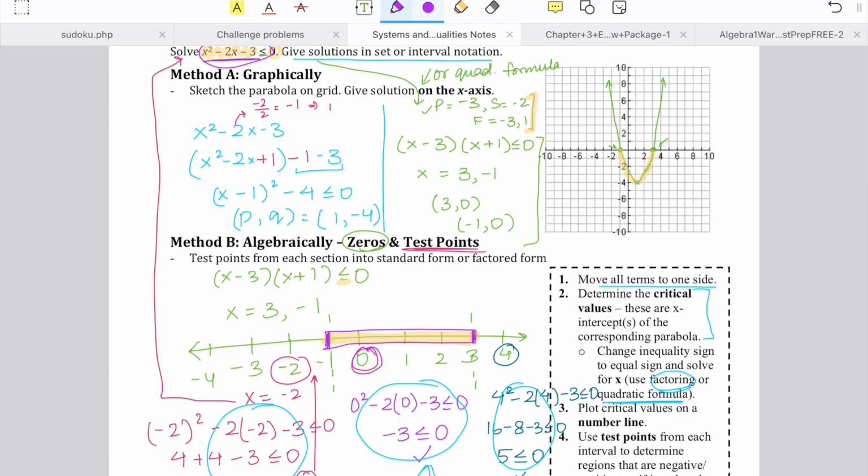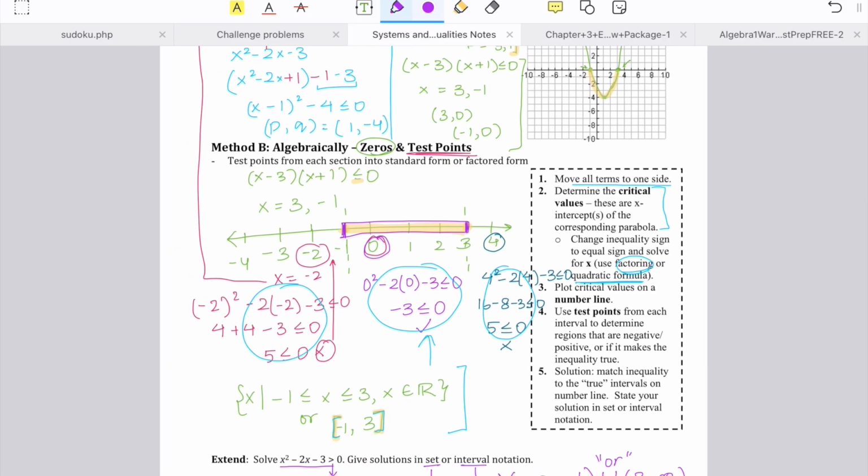After you're done with your x values, you draw a number line, you put your critical points, i.e. your x-intercepts on the number line. You divide it into 3 regions. You take 1 test point each from all these regions and figure out which region is part of the solution or not. And then you're supposed to write it in set notation or interval notation. And that's it.